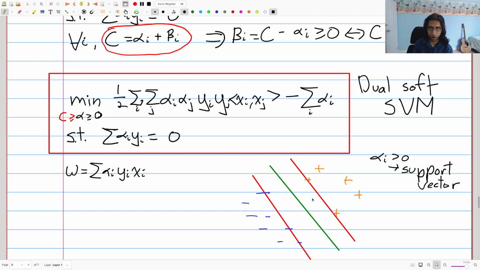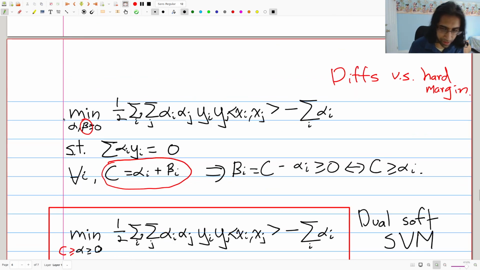Now, so that's for a hard margin SVM. Now, what about for soft margin SVM? When we have points which are allowed to go in here, well, let's see what happens. First of all, let's recall some of the conditions that we used.